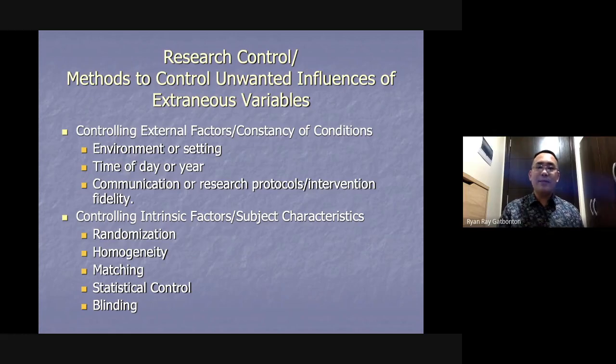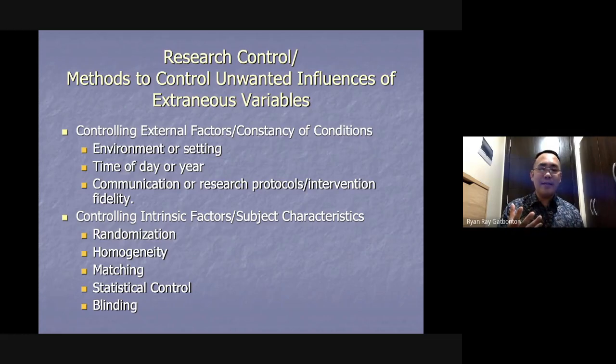There's also an internal control, or controlling intrinsic factors or your subject characteristics. Number one, we do randomization. Sabi nga natin, the best way to minimize bias will be randomization. Okay? Randomization in sampling, nabanggit na natin na yan, and randomization in selection or random selection or sa pagpili ng group. Okay?